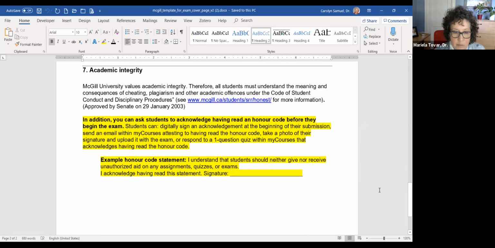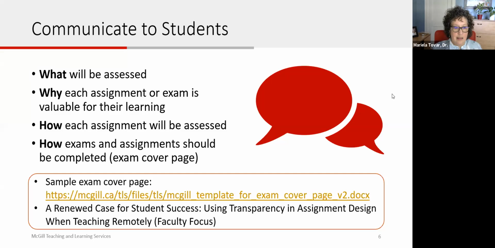So that's an example. It's available. You have the link in the slides, so you can consult that. So we can stop sharing and go back to the slides now. So that is in terms of communication.